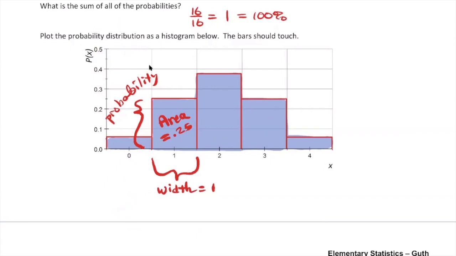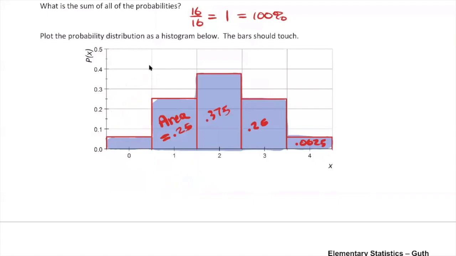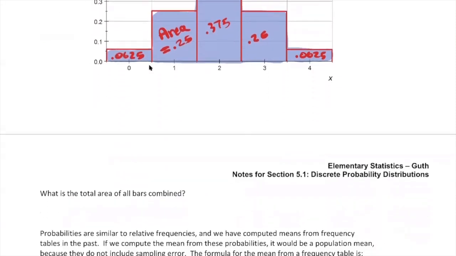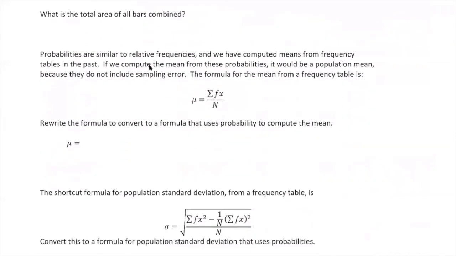The next bar has an area of 0.375. The next one's 0.25. The last one's 0.0625, that's the base times the height. And the height is the probability. The first bar is also 0.0625. So the question that's asked down here is, what's the total area of all the bars combined? Anybody want to take a stab at that?